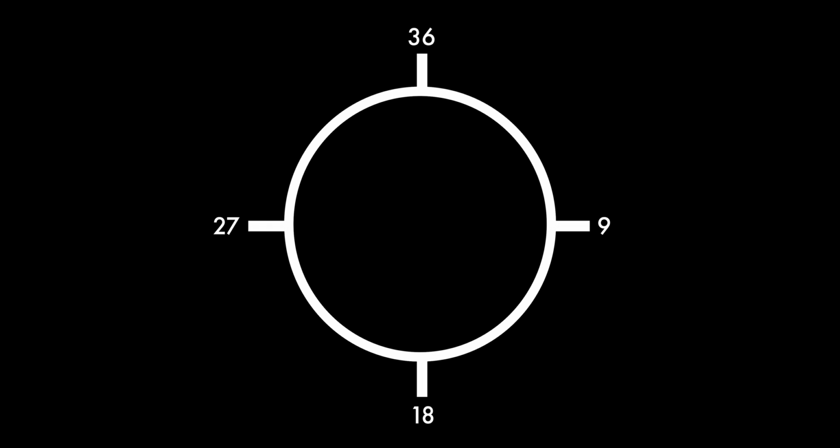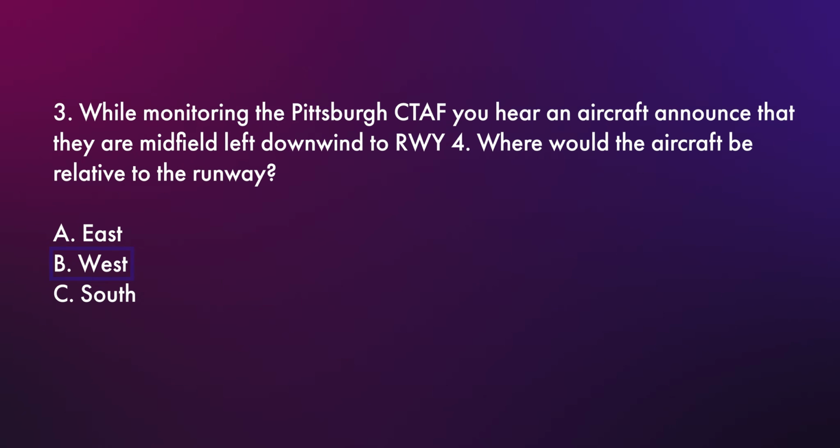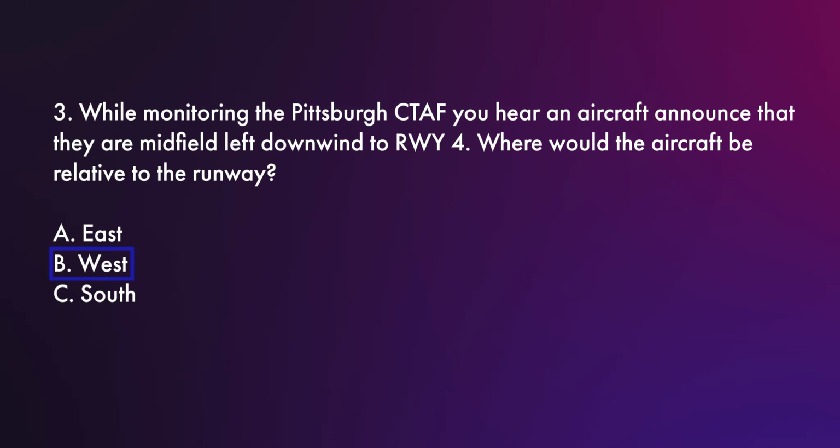So step 1, draw our aviation compass. Step 2, we'll draw our runway. And then step 3, let's go ahead and place the aircraft so it is midfield left of the runway. And again, remember, the runway should be to the left of the pilot. So we know the correct answer should be B, west.